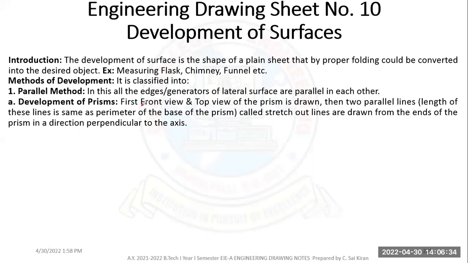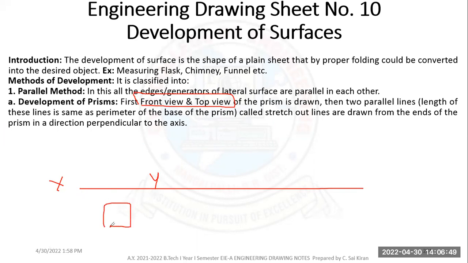First, the front view and top view of the prism are drawn. Whenever you see any development, you have to draw the top view and front view. Suppose you have taken the XY line. They told that a distance of around 20 mm is projected here. With respect to this, I take an axis height and draw this. So first I need to draw the top view and front view of the object. Then I can make the projections.